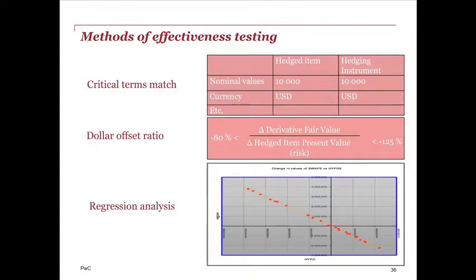So there's a couple of approaches to this. The one is to use a critical terms match approach. So you can think about it if a derivative is critical terms, the notional, the currency, the date, everything exactly matches the underlying, sort of a no-brainer. Your hedge is going to be reasonably effective. Now this test is unfortunately only allowed for a prospective test, not a retrospective test. So when you get to your reporting period, you still have to do some mathematics to prove the effectiveness.